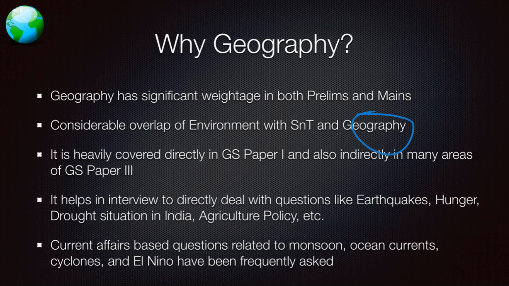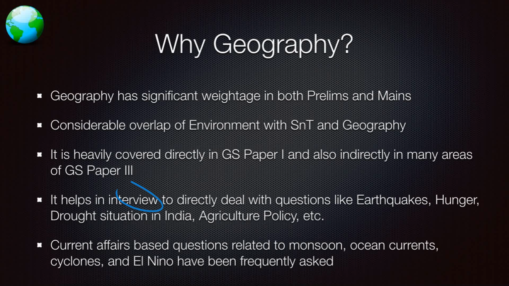If you know your geography well, then you can read your environment and ecology very well, and the same goes with science and tech. There is a decent overlap, especially in current affairs. Now, in GS paper 1, almost 50% of it is asked from geography, and even in GS paper 3, it is indirectly covered with irrigation systems and all that, animal rearing.